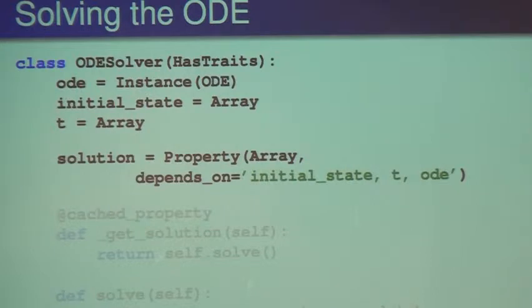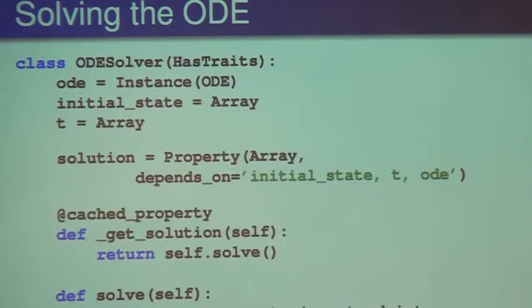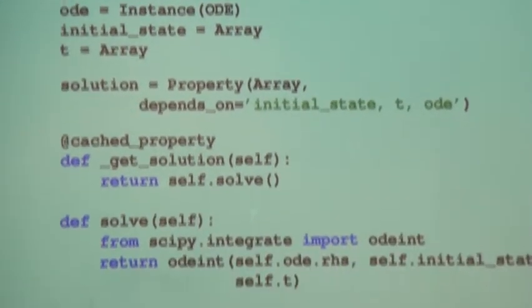So is this clear? Verbally what I'm saying is very clear, right? My code is saying exactly the same thing. The trait solution is a property. The property is actually an array. It's going to be something computed, it's going to be returning something. And it depends on the initial state, t, and ODE. And then some code. The get solution must be familiar to all of you who have ever written a property.